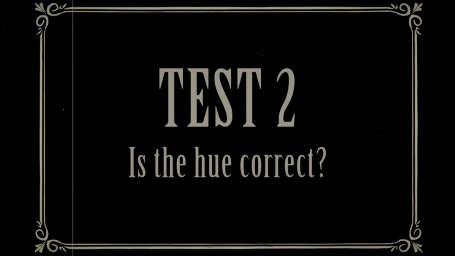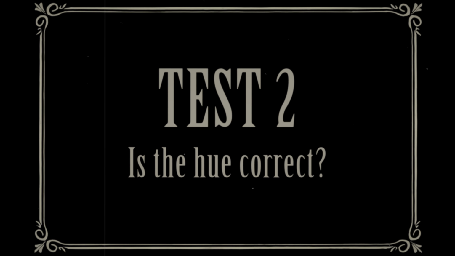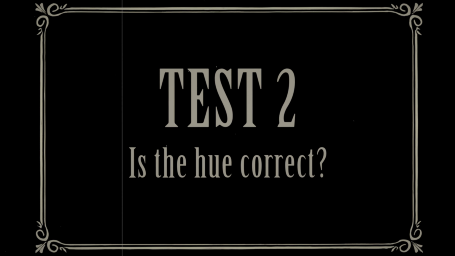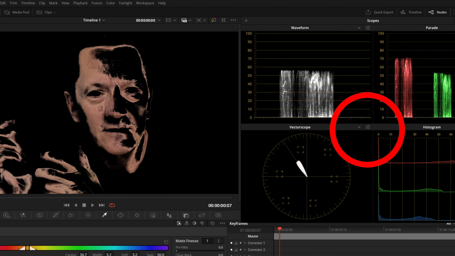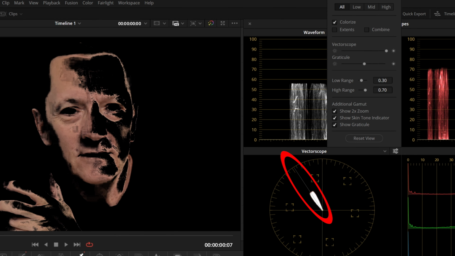Test 2. Now the skin itself. A question of hue, a test of fidelity. For that, we use the Vectorscope. In the Vectorscope settings, there's a toggle for the skin tone indicator. If you can't see it, switch it on.